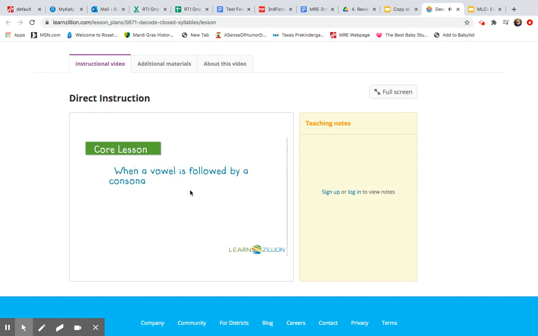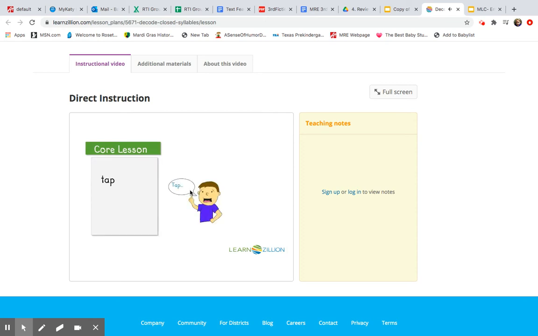So when a vowel is followed by a consonant, the vowel will usually make the short vowel sound. Here are some examples. We have that A followed by the N, so this word says can. Here we have the E followed by a T, it says pet. And here we have the I followed by a T, it says sit. These are all closed syllables because the vowel is closed in by the consonant.